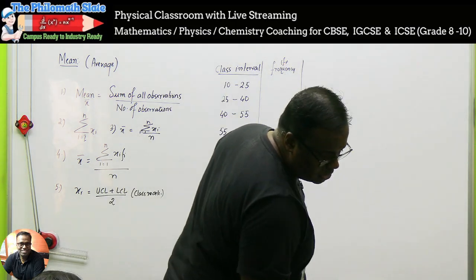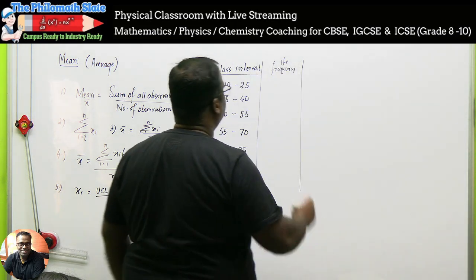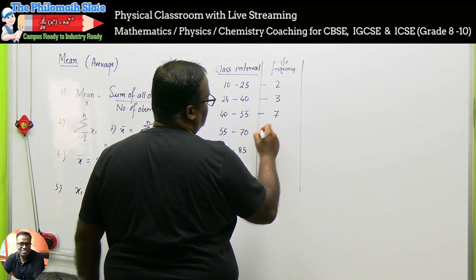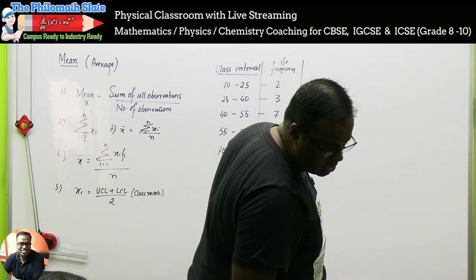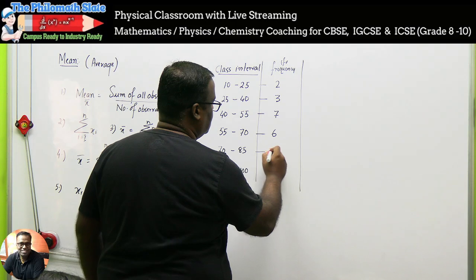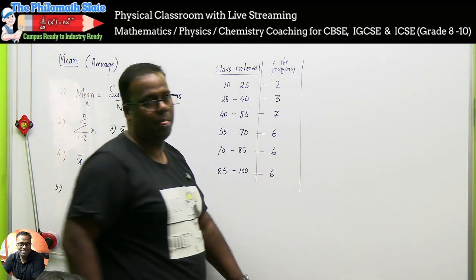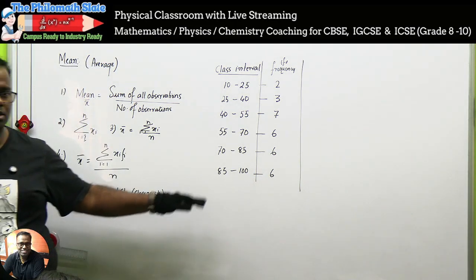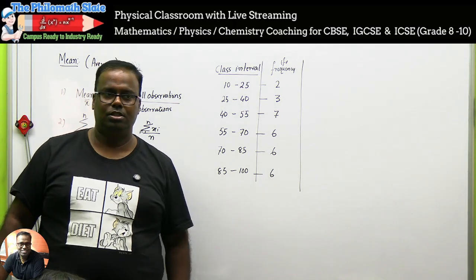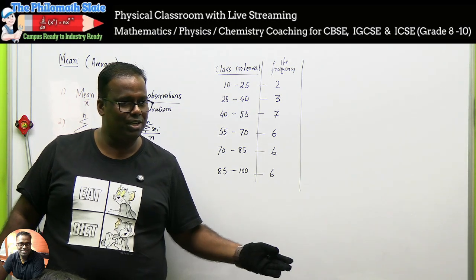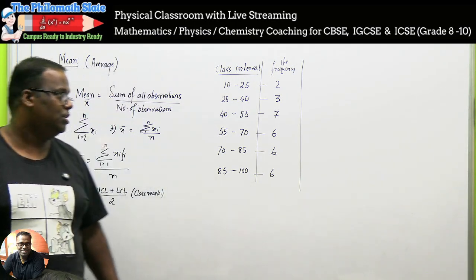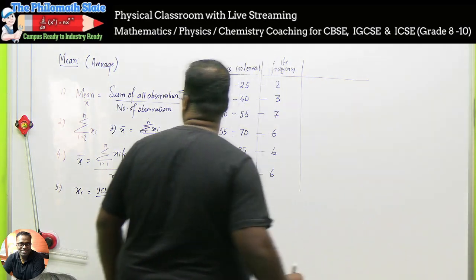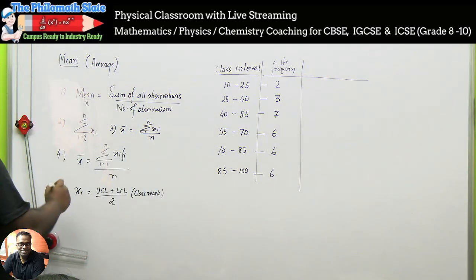So let's see the frequency: 2, 3, 7, 6, 6, 6. Okay, this is the question. We are supposed to compute the mean. First we will do it by the donkey process, then we will do the intelligent process. The donkey process is the sum of all observations divided by the number of observations. At your grade 10 level, the donkey process is this one.